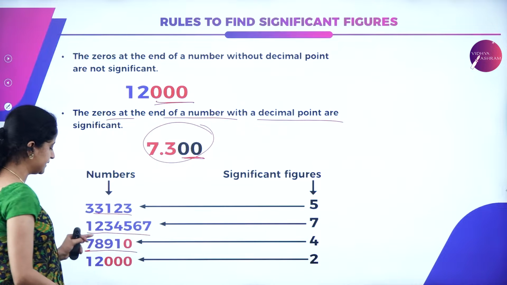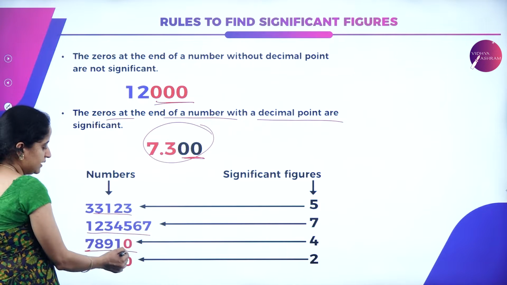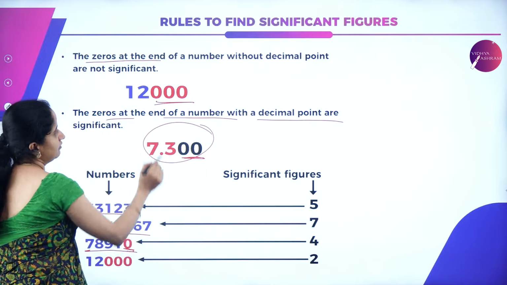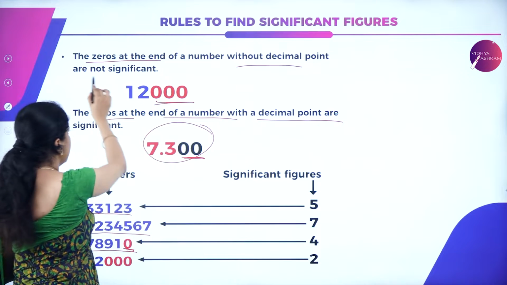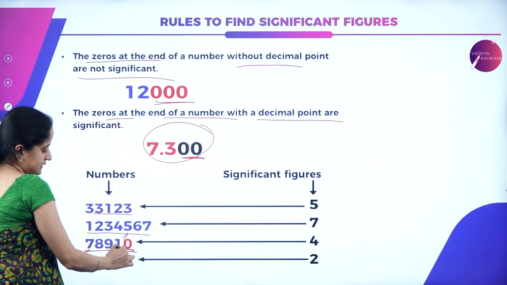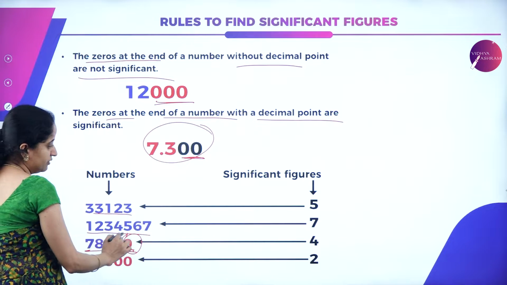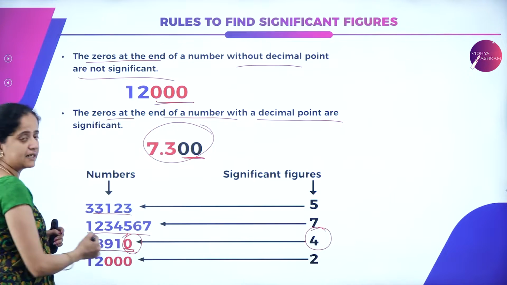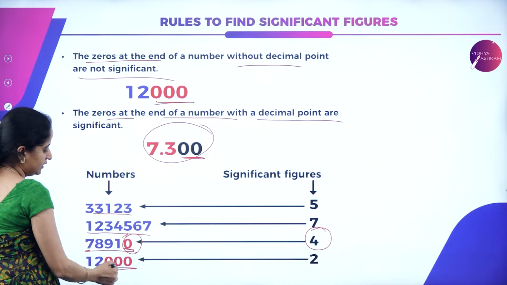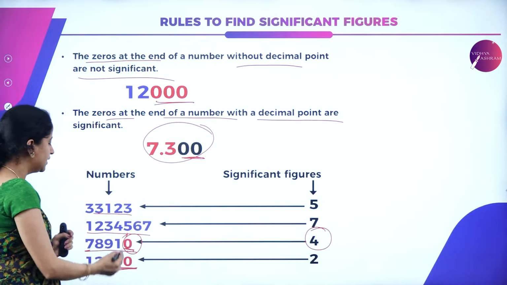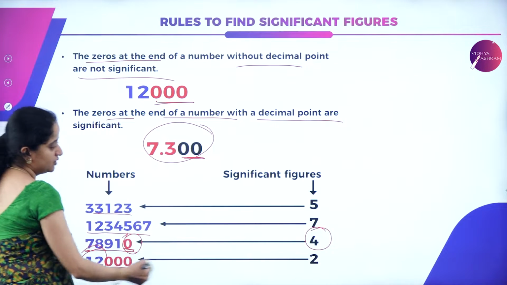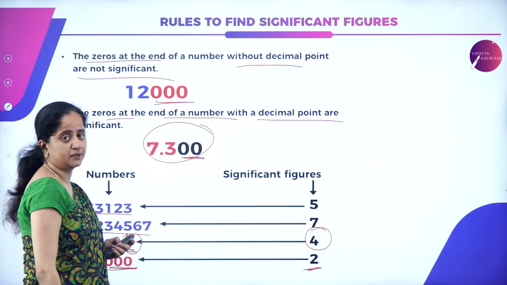Next I have 78910. Here 0 is at the end of the number and there is no decimal point. So the 0 at the end of a number without a decimal point is not significant. According to this, we should not consider this 0, and I have only 4 significant figures in this example. Next I have 12000. Here also all 3 zeros are present at the end of the number, and hence they are not significant because there is no decimal point. So we have only 2 significant figures in this number.